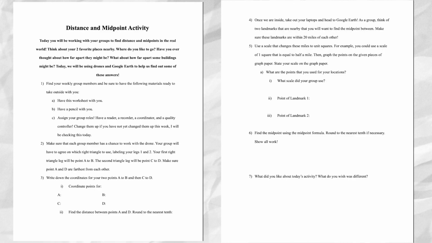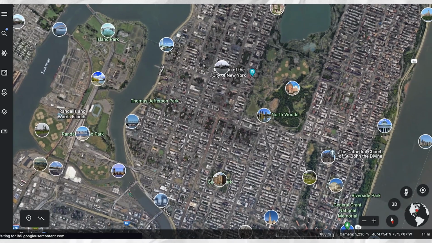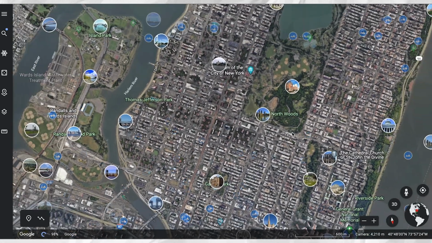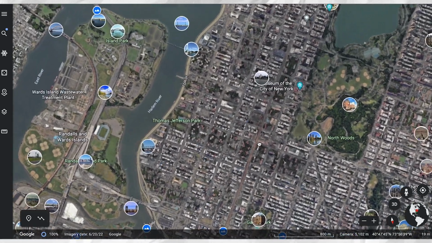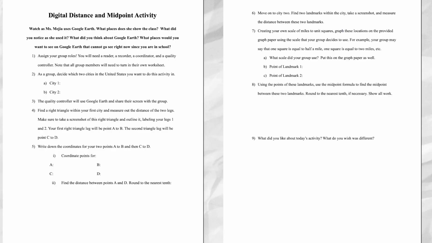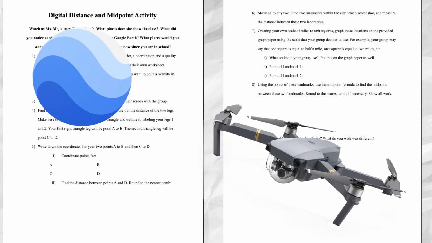The last question on their worksheet asks students what they liked about the day's activity and what they wished was different. In the event that the class were to go into e-learning, I would set up a Microsoft Teams meeting with the class. Students will watch as I use and explain Google Earth to them. Students would then be broken out into groups to work on the digital version of the worksheet together, where the only difference is that the first part now also uses Google Earth rather than using the drone.